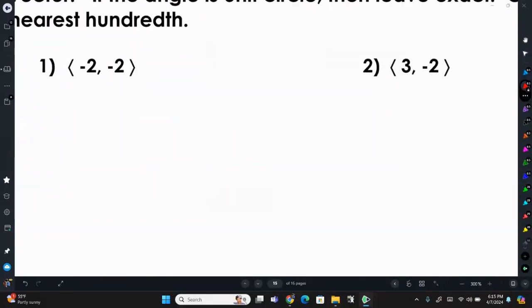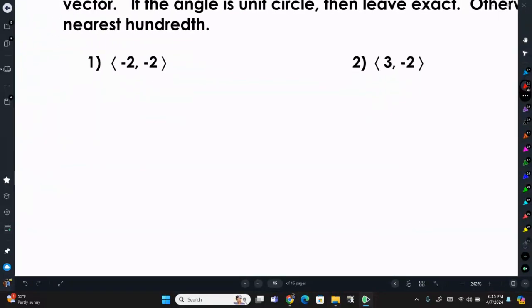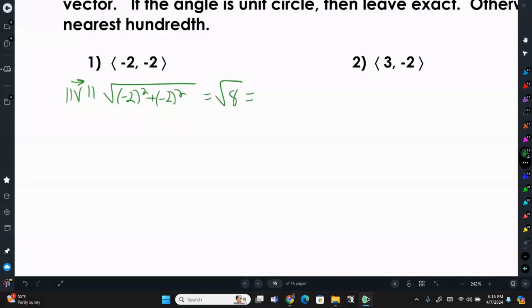So let's look at example 1. We have our component form -2 comma 2. So let's first get the magnitude. The magnitude of our vector is going to be the square root of -2 squared plus -2 squared, which is going to be the square root of 8. We know that the square root of 8, if we break that up into 4 times 2, is going to be 2 times the square root of 2. So that is our magnitude, 2 times the square root of 2.